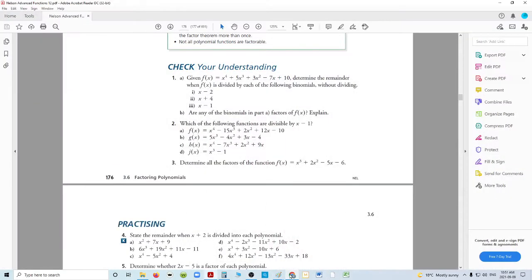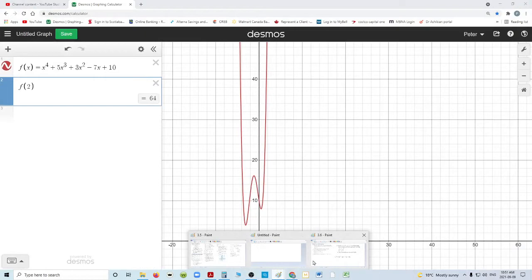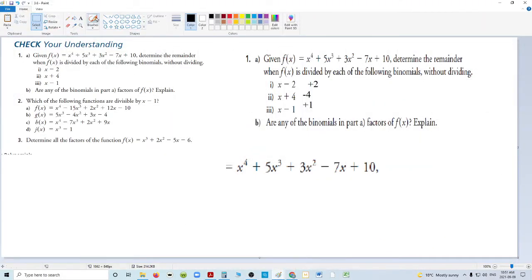But you can do it the long way. So what they actually want you to do, and you should do, because on a test you're going to have to do, is plug this plus 2 into the equation. You have to do 2 to the 4, which is 16, I think. You have to do 2 cubed, which is 8 times 5, so you got to add plus 40. Then you got to do 2 squared, which is 4 times 3, so you got to add 12.